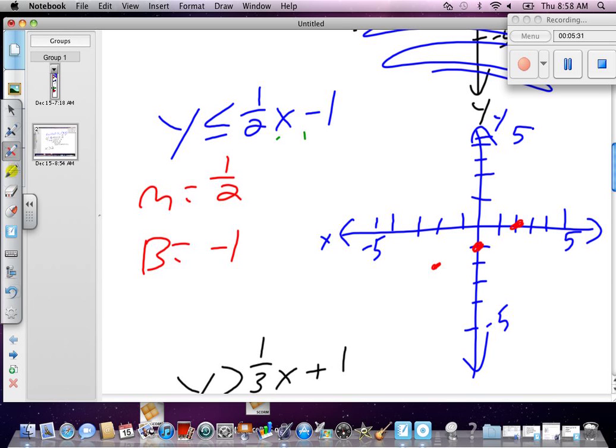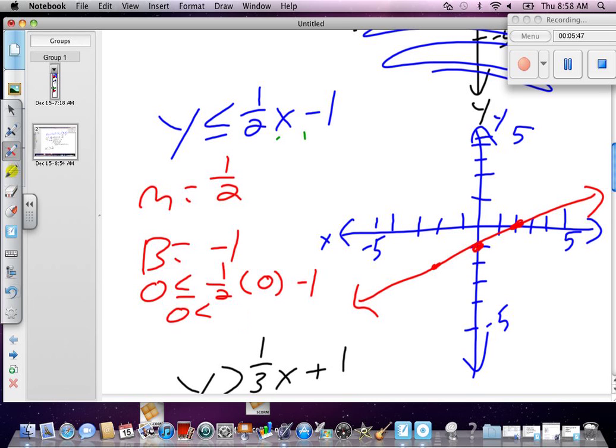Is it going to be a solid line or a dotted line? Solid, because it's underlined. And our last step is to figure out where it's shaded. So we plug it in and we say 0 is less than or equal to 1/2 times 0 minus 1. So is 0 less than or equal to negative 1? No, that's false, so I'm going to shade the opposite side.